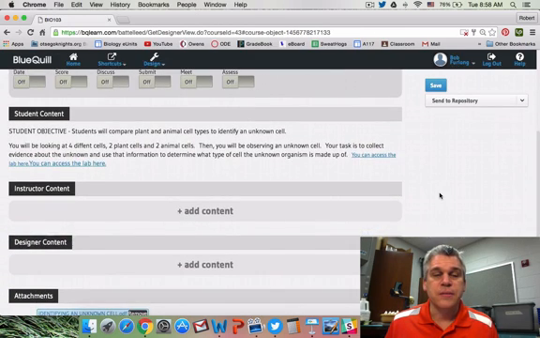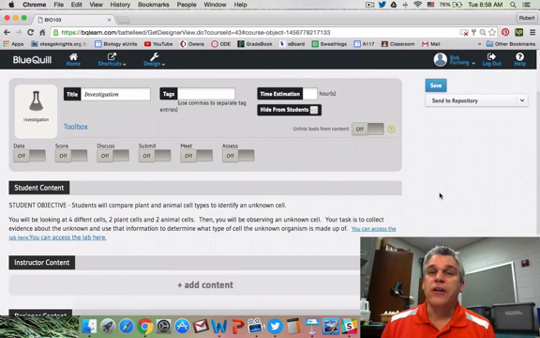Now, one of the nice things about this is when you're choosing the unknown, choose something that is a little bit ambiguous. So for instance, I like to use euglena because euglena has some animal-like structures to it. It also has some plant-like structures to it. And although I understand that euglena is a protist, the idea here is not that there's a right answer, but that they are being able to look at evidence and be able to justify their answer from the evidence.